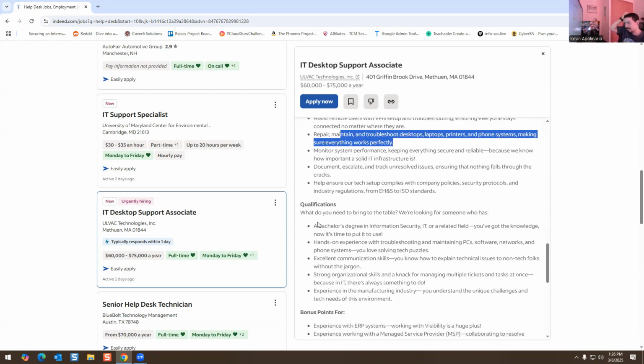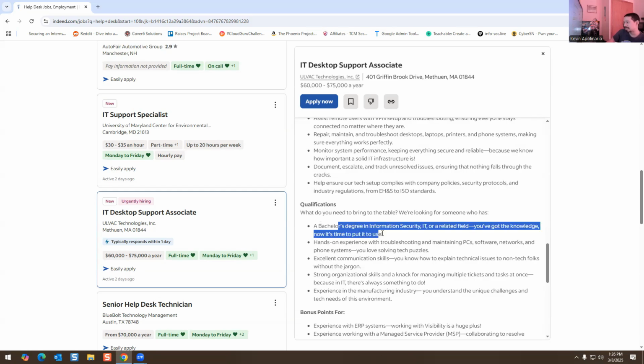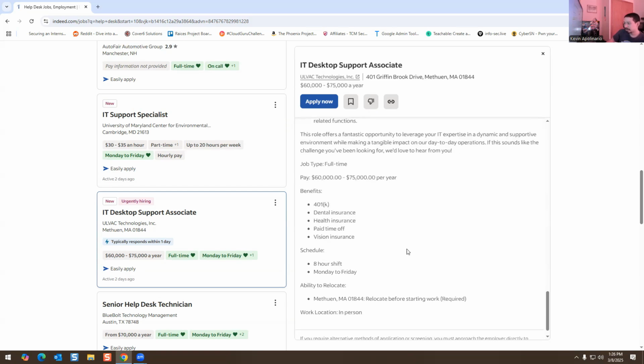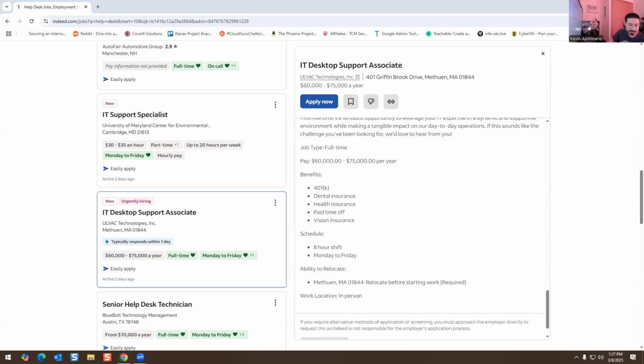And I tell everyone, certifications are good, but if you have a degree, it does help. Again, this is asking for a degree. Another company that's asking for a degree. So it's like MSP experience. I'll stop sharing after this, but you could still get a job if you have a degree.